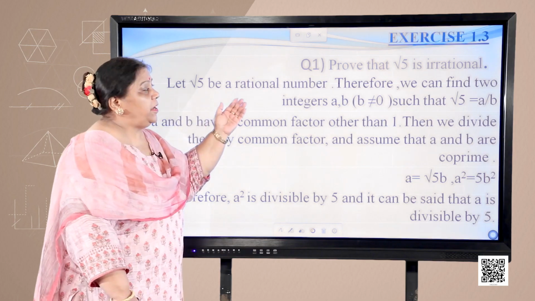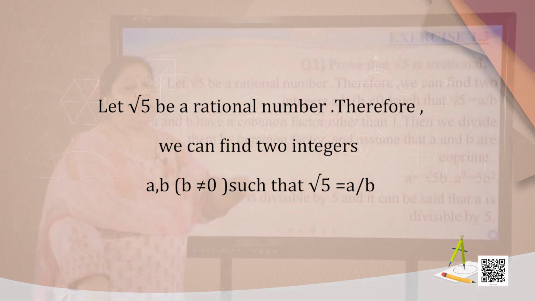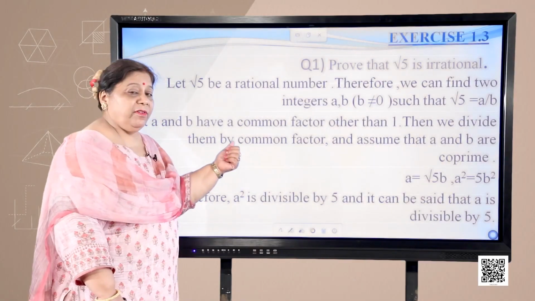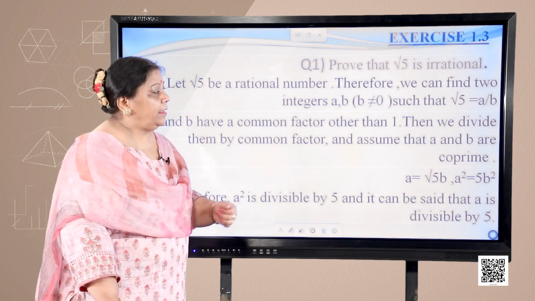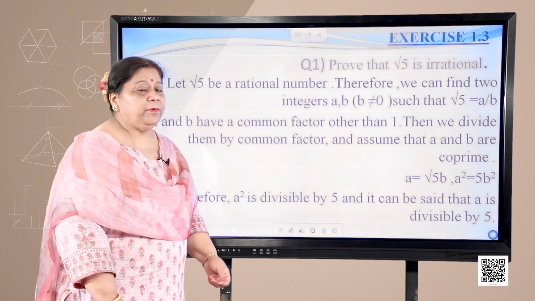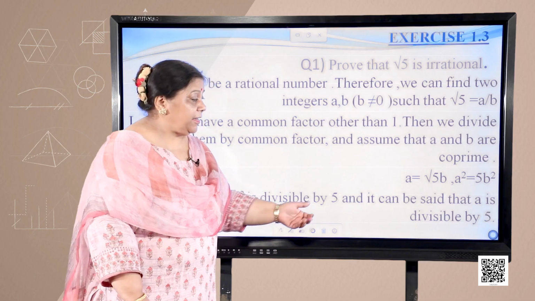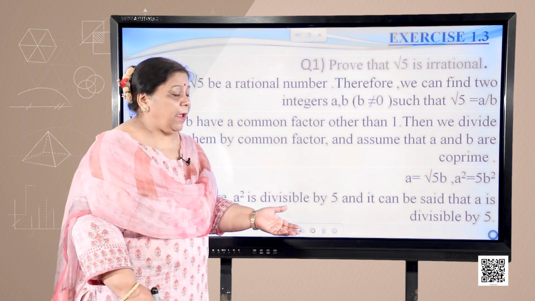Here, let root 5 be a rational number. Therefore, we can find two integers a and b, not equal to 0, such that root 5 is equal to a upon b. Let a and b have a common factor other than 1. Then we divide them by the common factor and assume that a and b are co-prime. So, a is equal to root 5 into b. On squaring, we get a square is equal to 5b square. Therefore, a square is divisible by 5 and it can be said that a is divisible by 5.